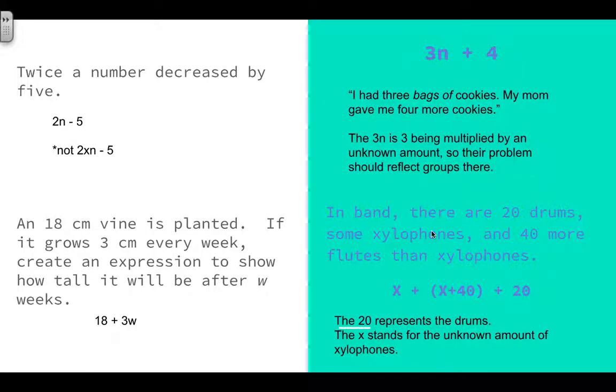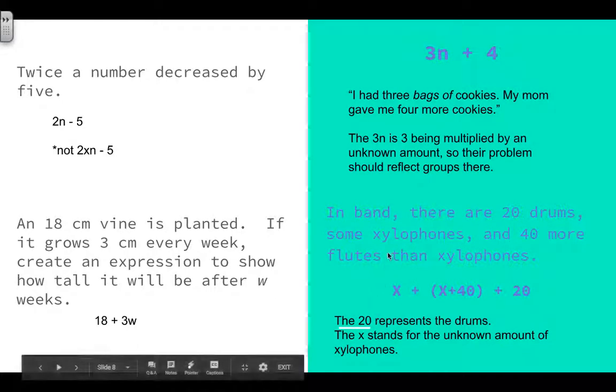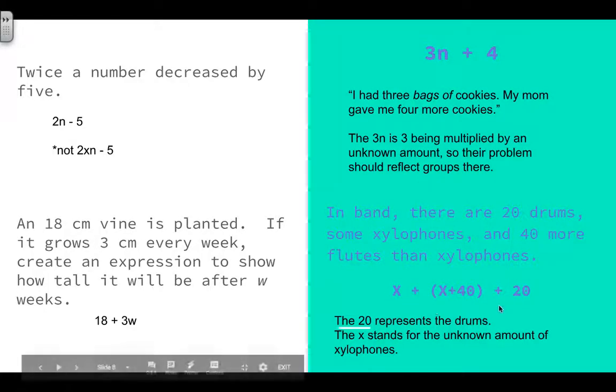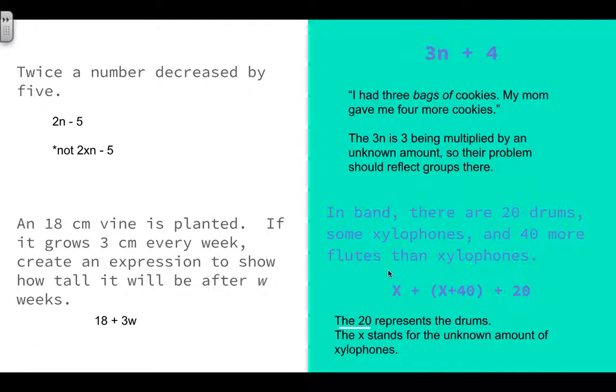Another thing they have to do is create a variable and be able to explain what the variable is. We call those let statements. In band, there are 20 drums, some xylophones, and 40 more flutes than xylophones. That would be the expression x plus 40 plus 20, where 20 is the drums. And we would ask, okay, why did you put 20 in? That shows 20 drums. X is the unknown amount of xylophones, so let x equal xylophones, and then x plus 40 would be showing the flutes. That's a little tricky for them because they think at first that this means xylophones and 40. But again, just lots of practice.